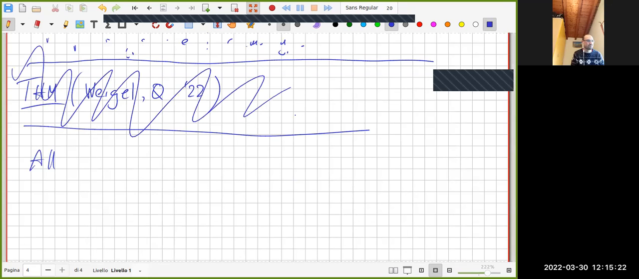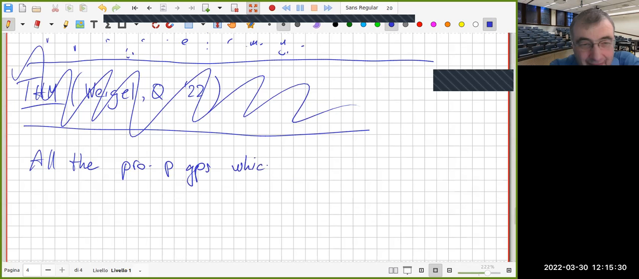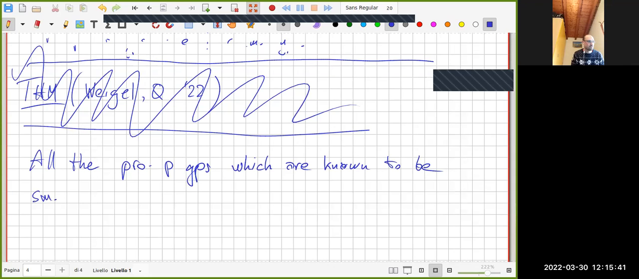Okay, so this is not the theorem. The pro-p groups which are known to be smooth, which is equal to every subgroup is Kummerian, are of elementary type.